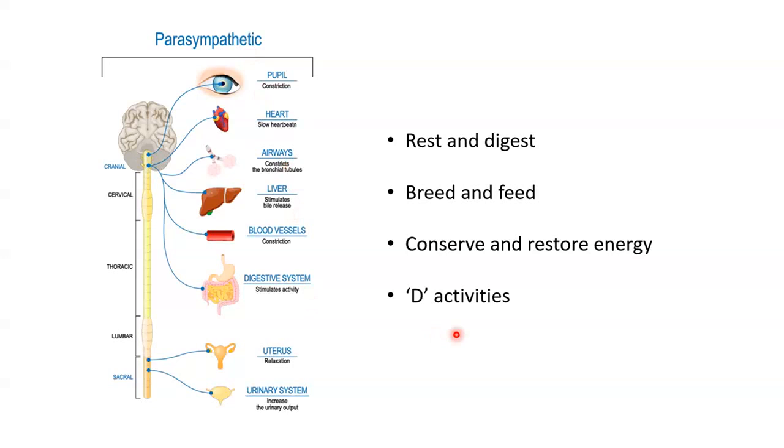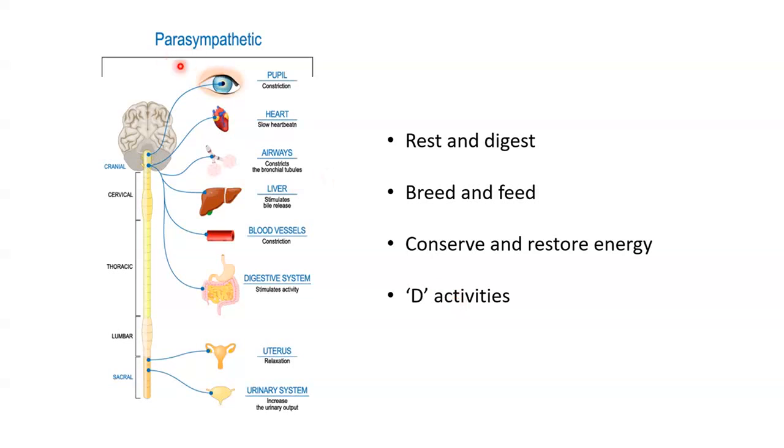Our parasympathetic activities are often called our D activities. So we have digestion, which is taking in food, eating it, and the nutrients being absorbed into your blood. Defecation, which is going to the toilet for number 2. And diuresis, which is that process of filtering our blood to produce urine.